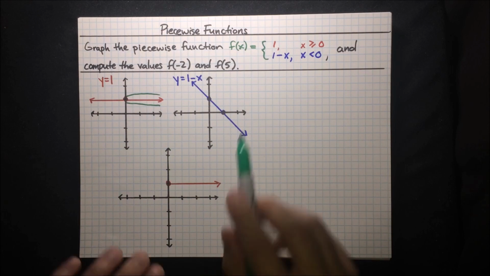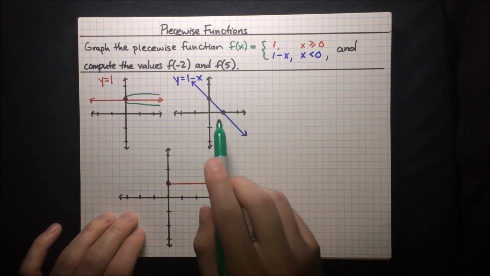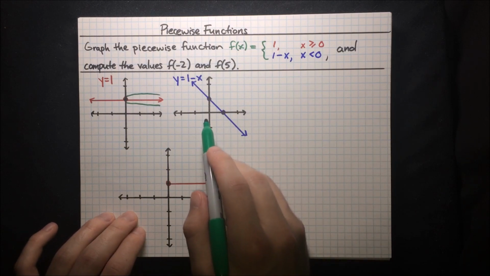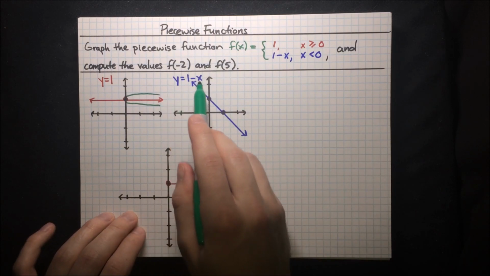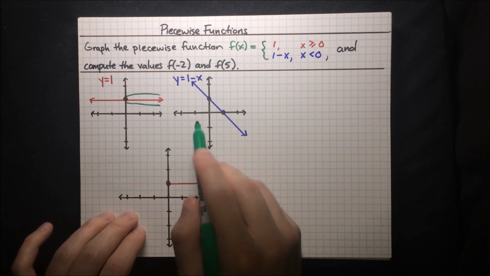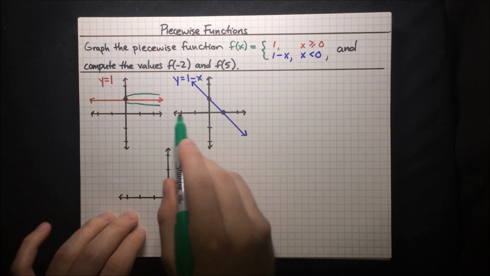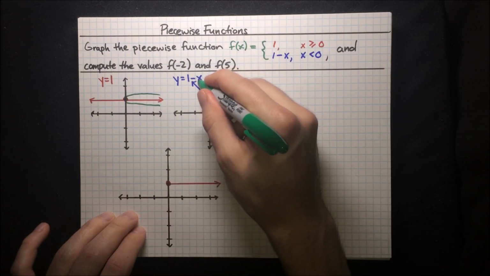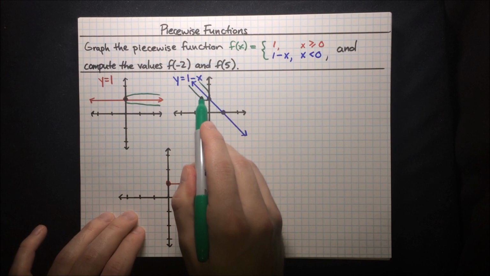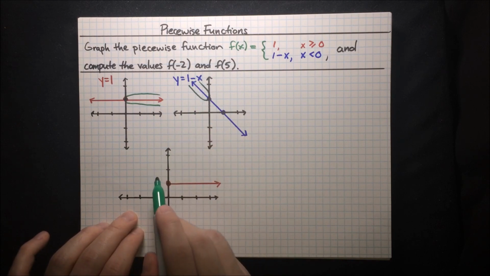Okay, then for the other case, 1 minus x, we only want to use that rule when x is less than 0, when x is negative. So we'll look to this graph here, y equals 1 minus x, and we just want to take the piece of that graph that is over the negative x-axis, so over that place. Okay, so let's go ahead and indicate that. So we're taking this piece over here, and that's what we're going to move into our graph.